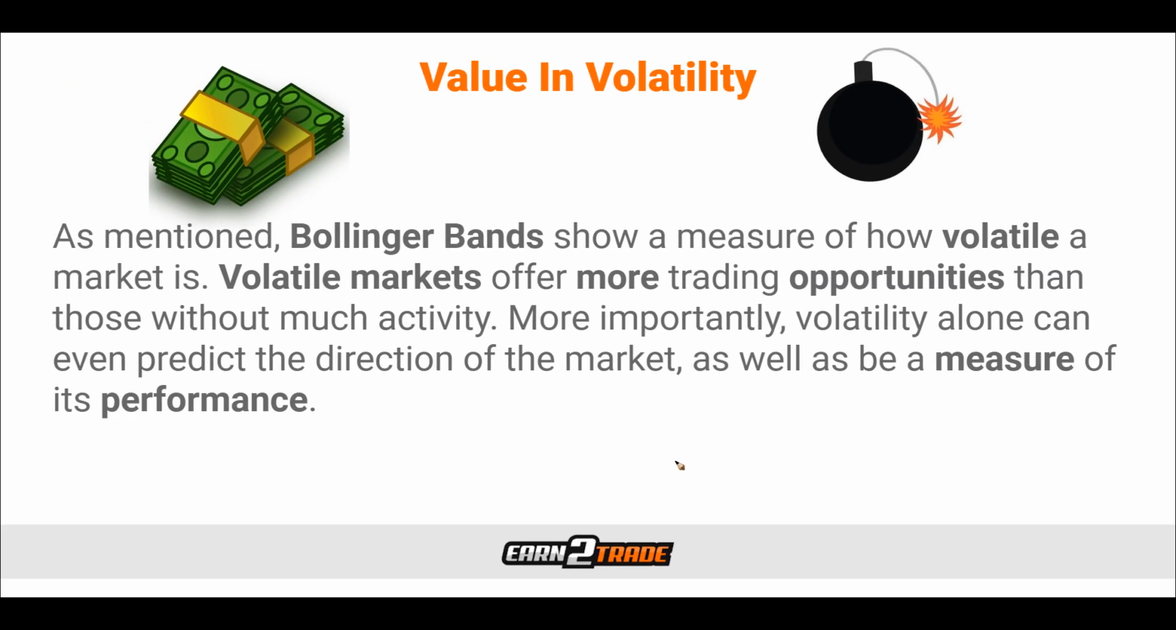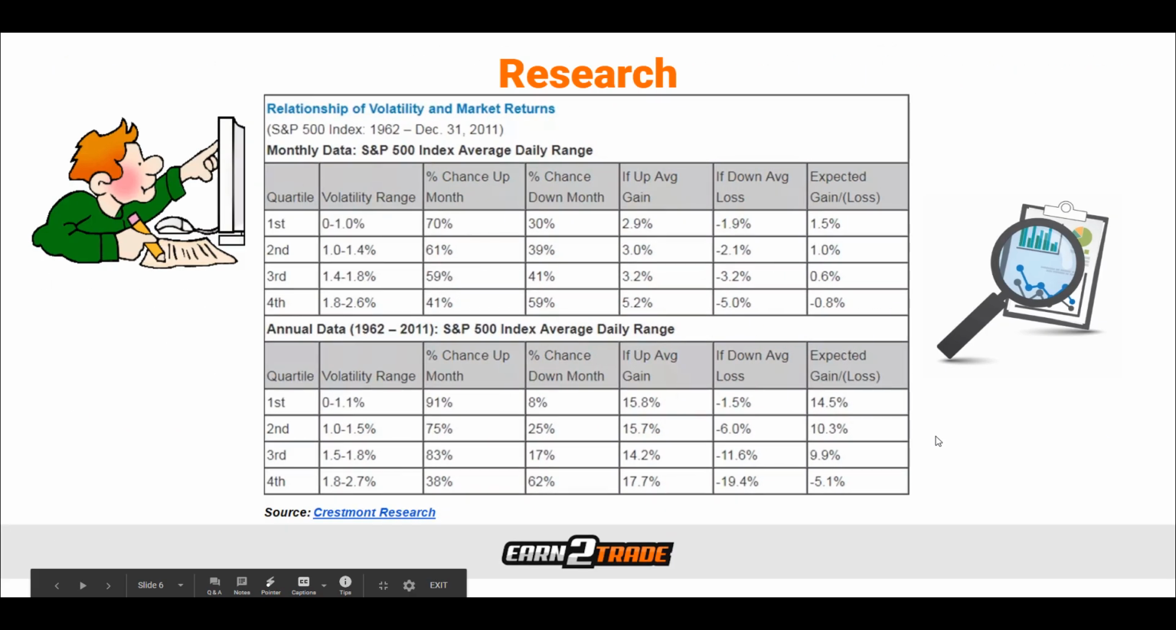As we talked about already, Bollinger Bands show a measure of how volatile a market is. Now, volatile markets do offer more trading opportunities than those without much activity. More importantly, volatility alone can even predict the direction of the market as well as be a measure of its performance. In 2011, Crestmont Research was really able to staple in why we as traders should pay attention to volatility measurements like the Bollinger Bands provide us with.